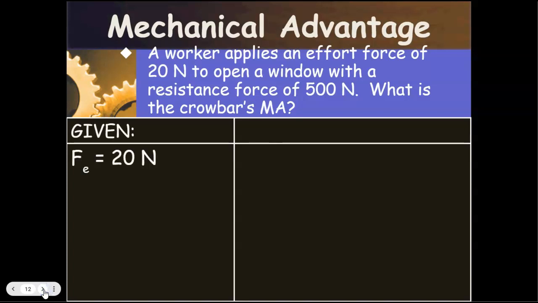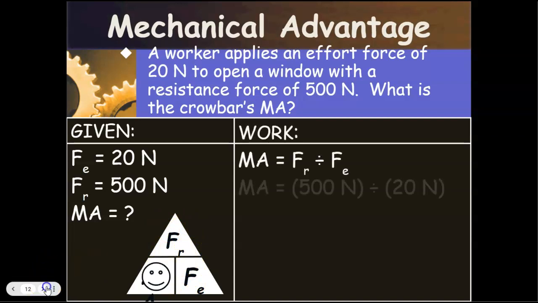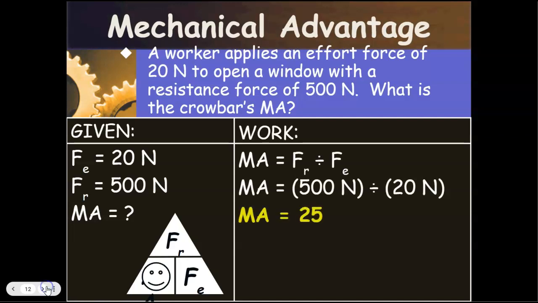So we're given our effort force of 20 newtons, and we're given our resistance force of 500 newtons. So we need to calculate our mechanical advantage. Remember, mechanical advantage is the resistance force divided by the effort force. So our resistance force was 500 newtons divided by 20 will give us a mechanical advantage of 25. Okay, and that's how you do those calculations.